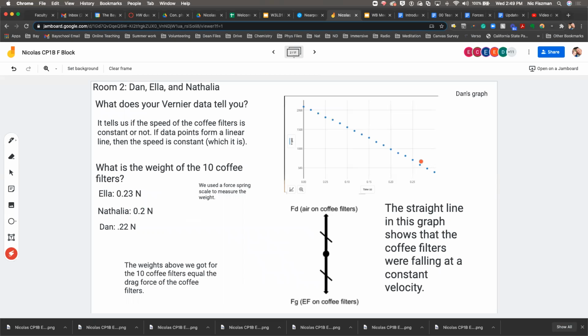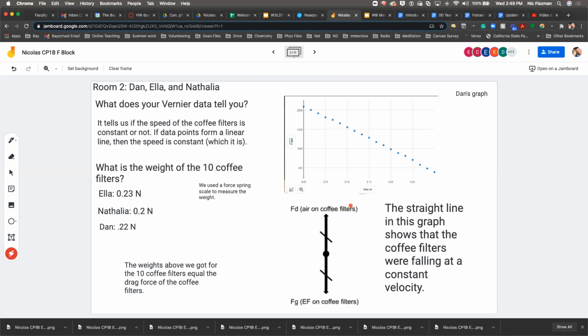Because you know what? Why not? Okay, and so you have a certain mass, and then I see your force diagram here. Okay, no, just focus on the Vernier data.